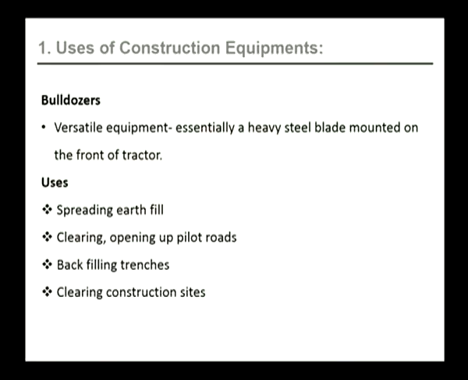The next is bulldozer. Bulldozers are versatile equipment, and these are essentially a heavy steel blade mounted on the front of the tractor. The uses of bulldozers are: number 1, spreading earth fill; second, clearing and opening up pilot roads; third, it is used for backfilling the trenches; and fourth, it is used for clearing construction sites.